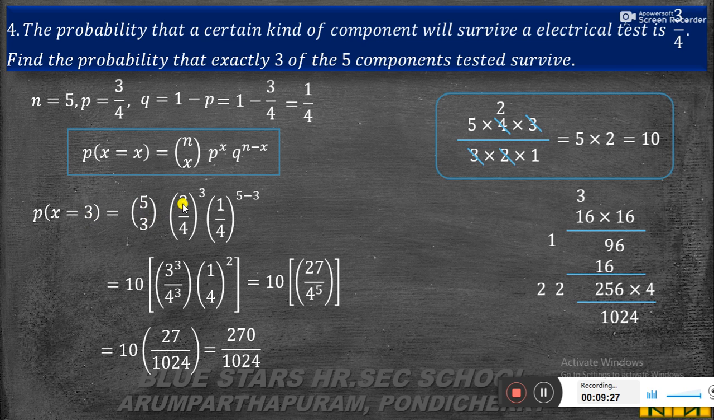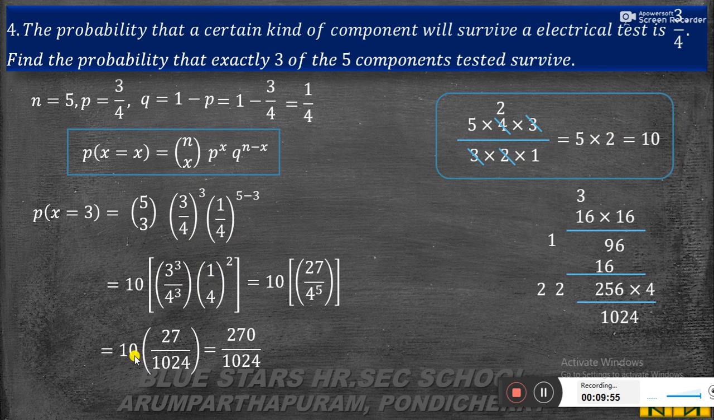We write p equal to 3 by 4 whole power 3, since the x value is 3, and q value is 1 by 4 whole power 5 minus 3. So therefore 5C3 means 5 into 4 into 3 by 3 into 2 into 1. The 3 cancels, 2 divides the 4, 5 twos are 10. So 10 into 3 power 3 by 4 power 3 into 1 by 4 whole square. 5 minus 3 means whole square.